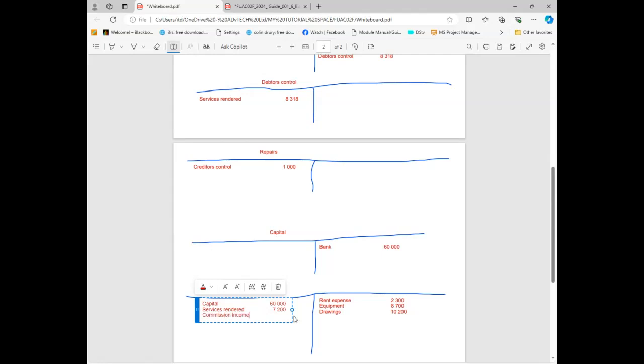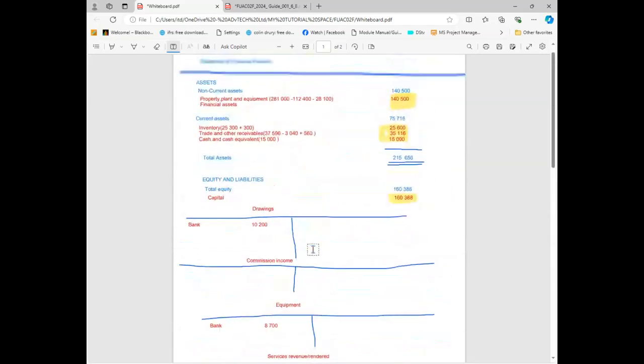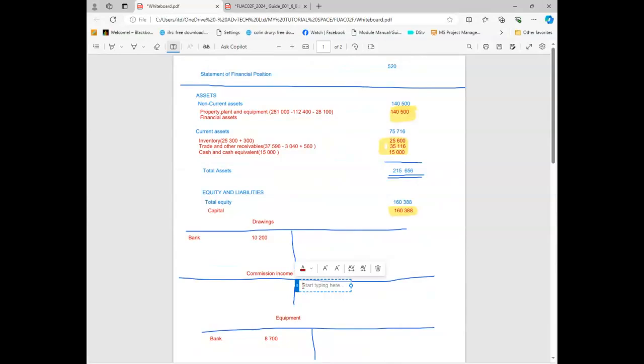Income. It's how much? I think it's 2,350 if I'm not mistaken. Let me just double check. Yes, 2,350. Perfect. And obviously, the commission income will be on the opposite side, which is here. You just write. Any question? No, sir. So far, so good. Yes, sir. Perfect. Cool. Let's look at the other one.